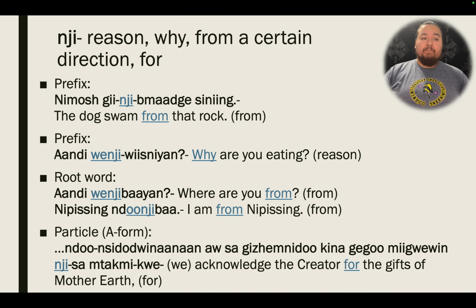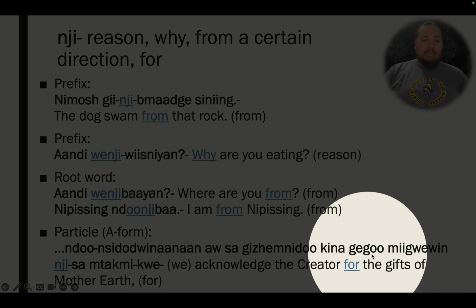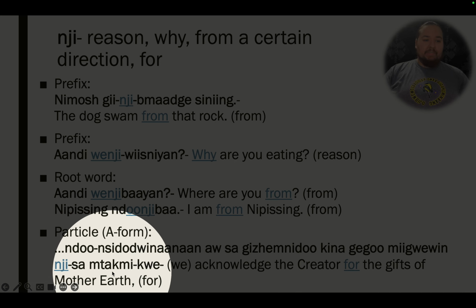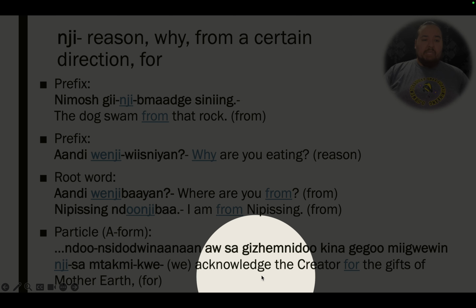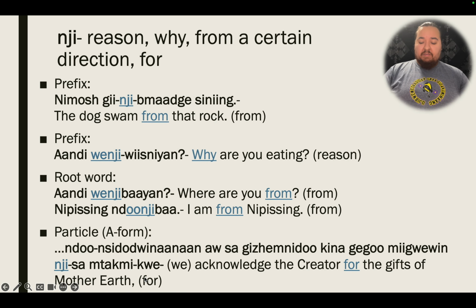Next, we have particle form for nje. So this is taken from one of our Nipissing band office booklets. I noticed that in there, the speakers had used nje as a particle for for. So we got indon sidod winan sa gajemnado kinagego miguewin nje sa mtukmikwe. So that means we acknowledge the Creator for the gifts of Mother Earth. And so here we can see that the speakers have translated nje as for. So when you're using nje in its particle form, you're using it to mean for something or for someone.